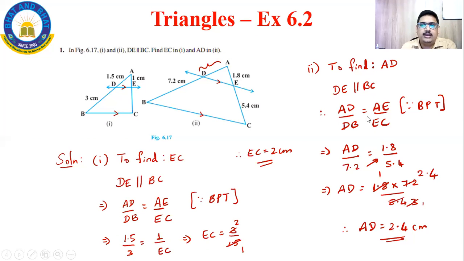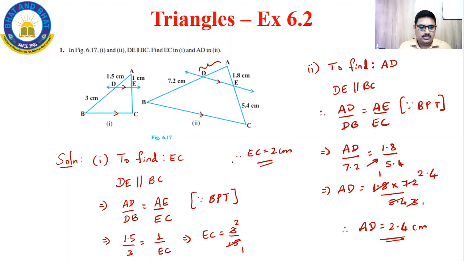Any doubts in this? Please make a note of this. Yes, anybody, any doubts here? I hope this is quite straightforward and clear to all of you. This is a very easy question from this chapter. Which part do you want me to repeat, Sharat? Which part?